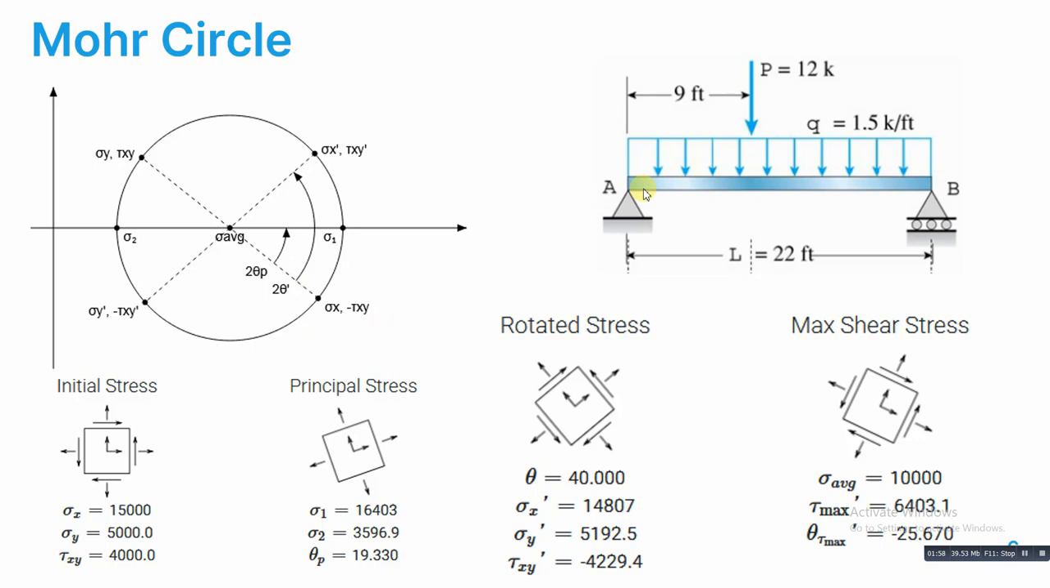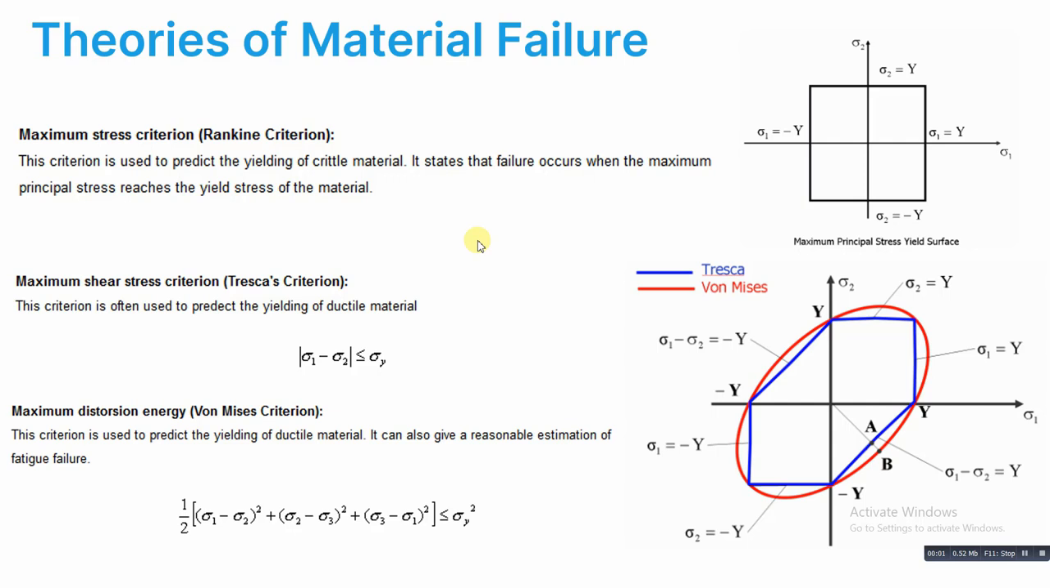We can also use the stress transformation concept on the Mohr circle to find the maximum shear stress plane. The maximum shear stress plane is the plane that has the shear stress at its maximum value, and the normal stress in this case will be the sigma average. Okay, so this is what Mohr circle is all about. We can now study the theories of material failure.